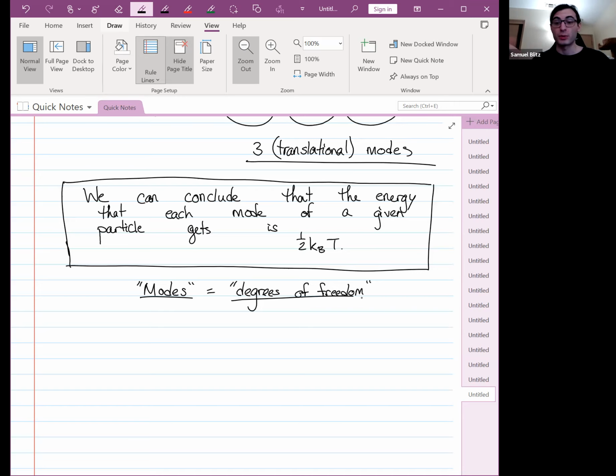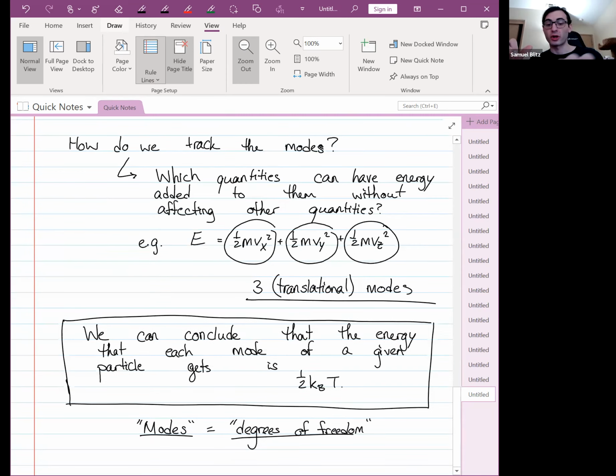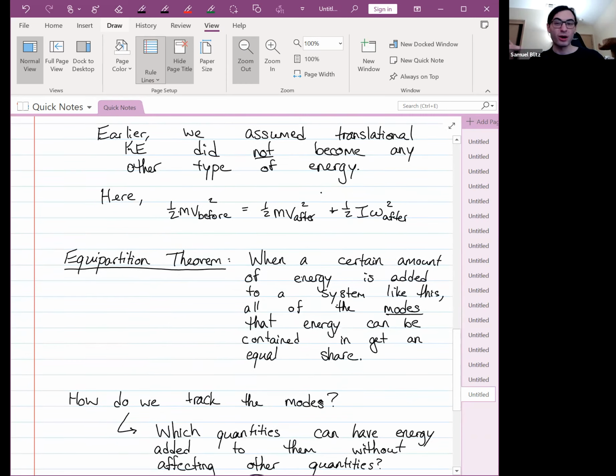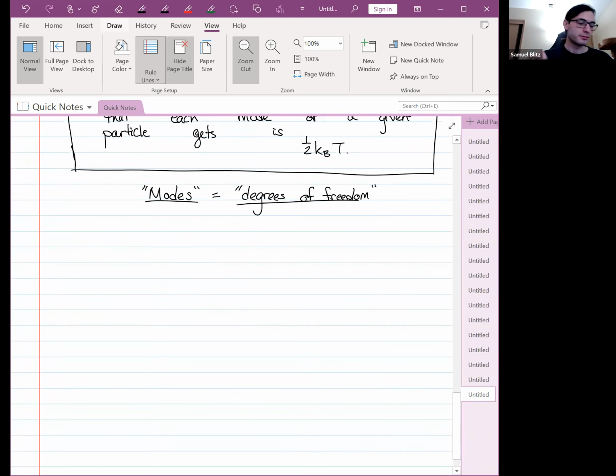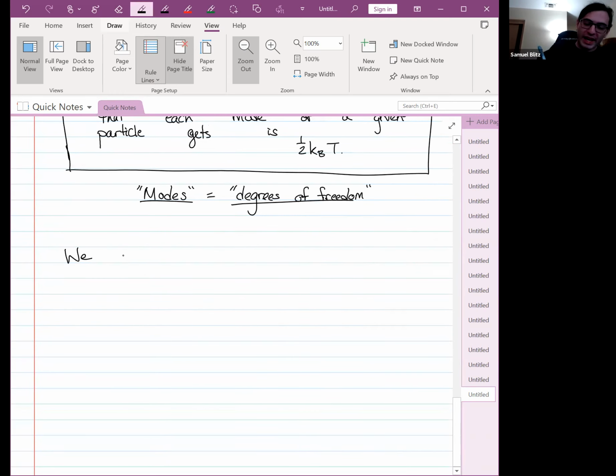Now, I promised that we would resolve the rotational issue. What if you have a more complicated molecule? Well, now that we know how much energy each particle gets based off of the number of modes, we just have to figure out how many modes it has. So we can also add rotational energy.